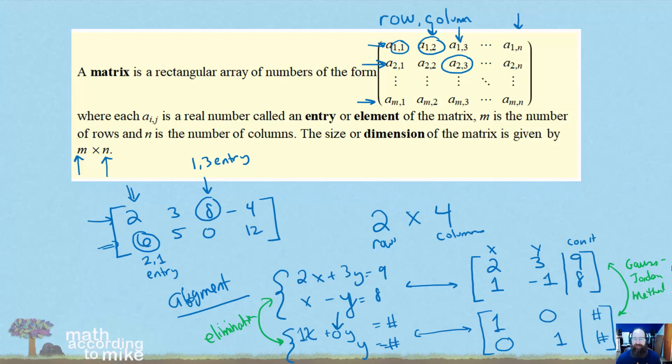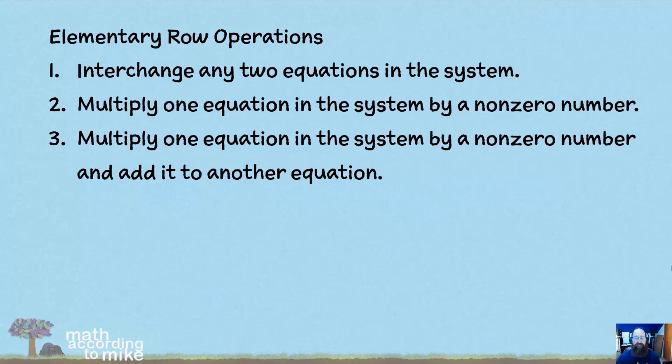Well, the way you do that is by using these elementary row operations. So in numbers 1, 2, and 3, instead of the word equation, you could replace it with the word row because the same rules apply. So let's see what that would look like here. I should really just go back, but I'm way too lazy. What did I say? 2, 3, 9, 1, negative 1, 8. And then over here, I'm going to write goal.